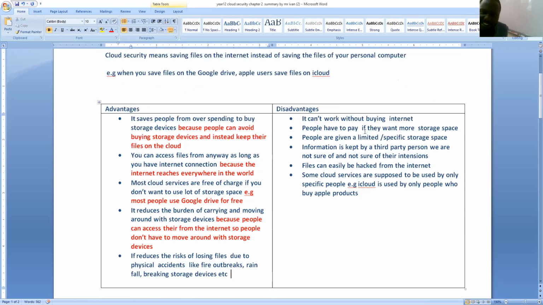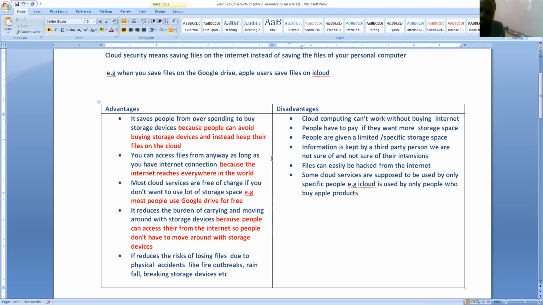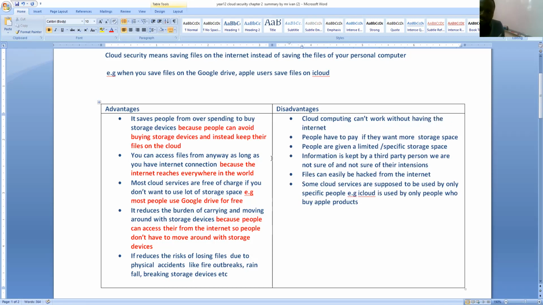Now, disadvantages. Cloud computing can't work without the internet. Do you agree? Yeah, I agree. Can't work without having the internet. What does it mean?